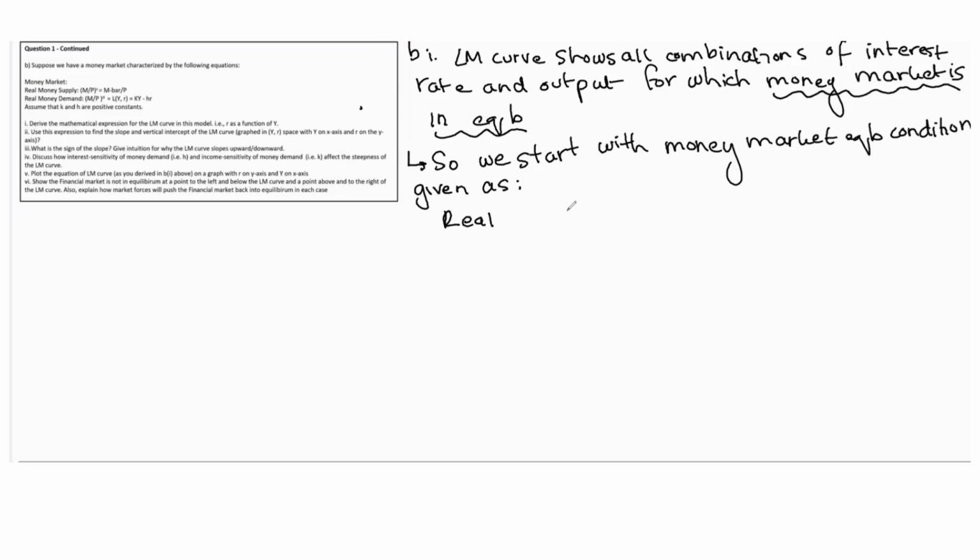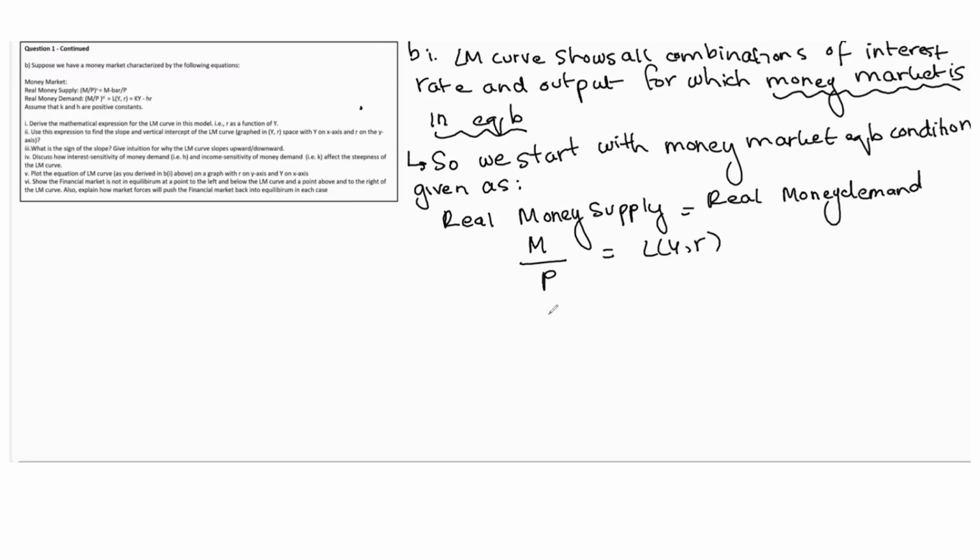real money supply is equal to real money demand. When we're looking at money market equilibrium, we can either think of it as nominal money supply equal to nominal money demand, or real money supply equal to real money demand. Here we will work with the condition in real terms. Real money supply is nominal money supply divided by price level, so M is equal to M bar by P. Real money demand is L(R, Y), which in the question is given to us as KY minus HR.